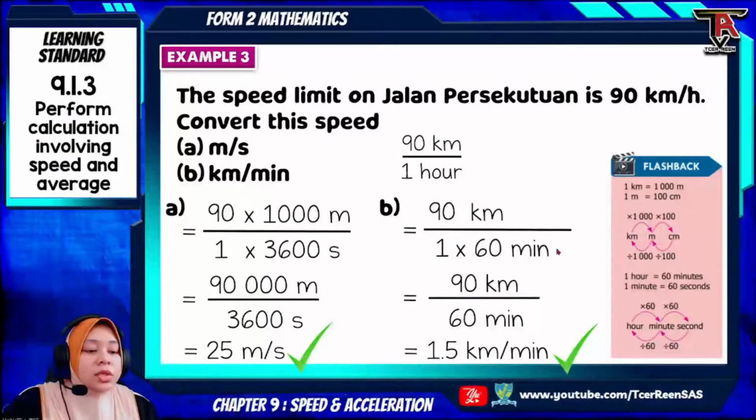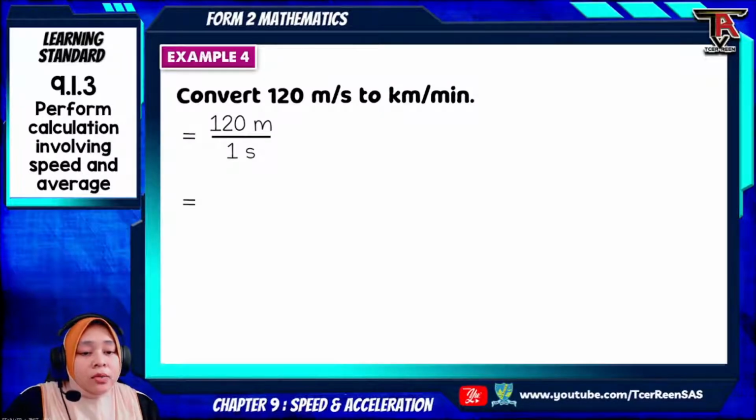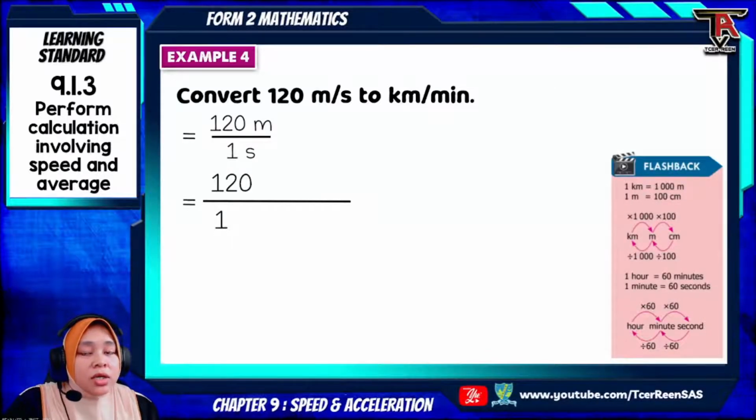So we move on to example 4, asking us to convert 120 meter per second to kilometer per minute. As I said before, you just write 120 meter per 1 second. Meter you want to change to kilometer, so we look back at the flashback here. Because from the smaller unit you want to change to the bigger unit, you need to divide. So divide by 1000.